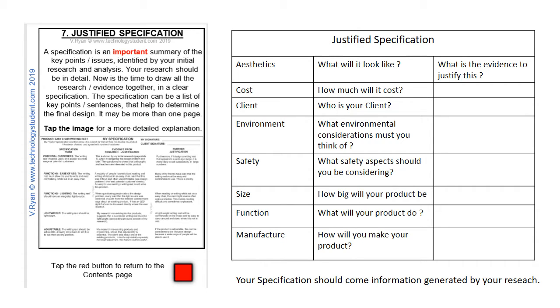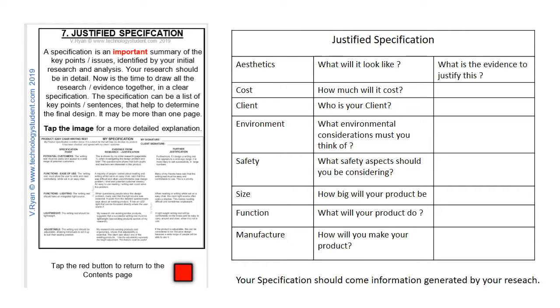You can use your own criteria, or you could use Access FM. And here's a list of the Access FM criteria that you might want to use. At the top is aesthetics. What does it look like? Cost. How much will it cost? Client. Who's your client? Environment. What are the environmental considerations? Safety. What are the safety aspects you're going to be considering? Size. How big will your product be? And function. Interesting one there. What will your product do? It could be multifunctional. And then manufacture. How will you make your product, or how do you anticipate making your project?